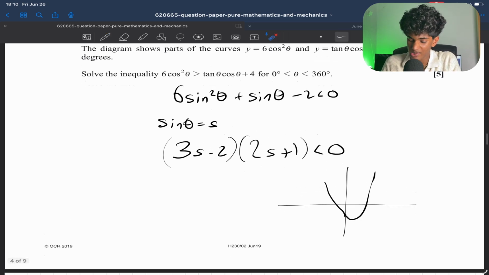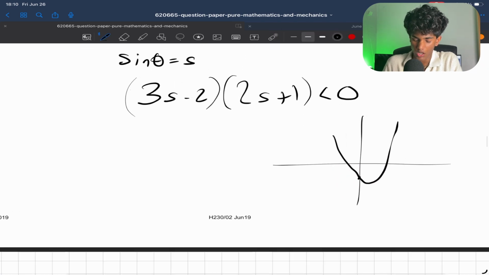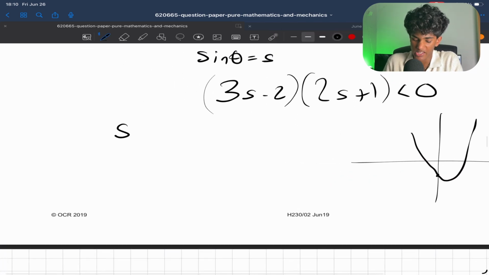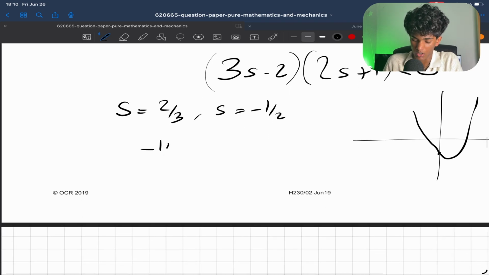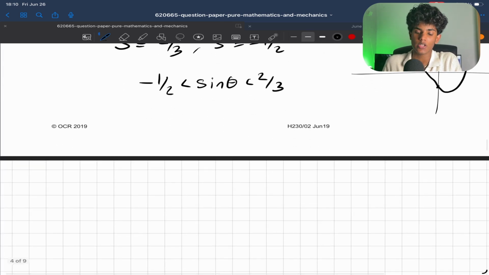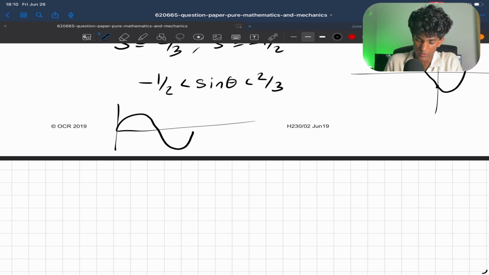We're looking for less than 0, so we're looking for the bowl in between. So, our critical values are s equals 2/3 and s equals minus 1/2. So we want to find minus 1/2 is less than sine theta is less than 2/3. Now, how do we do that? We need to do a quick sketch of the sine graph. So, there we are. That's a very poor sketch, but it'll work.